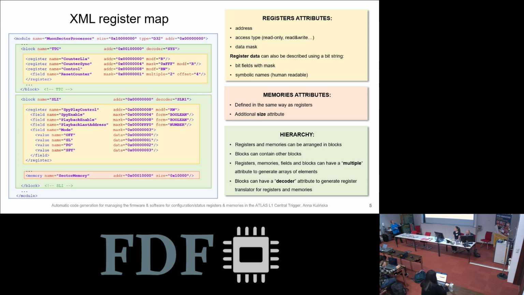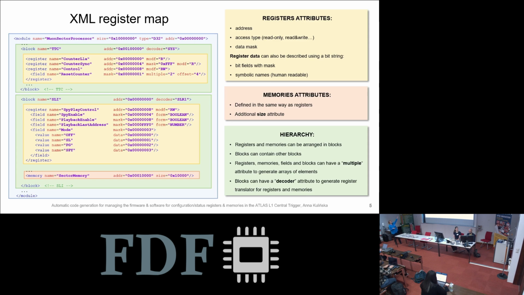And blocks have their name, address, and additionally a decoder attribute, which will be explained later. So when we look at the first block, it's called TTC block, because it is responsible for managing TTC signals. And here we can see 3 registers. Every register also has a name, an address, and a modifier. Modifier defines whether the register is read-only or read and write.